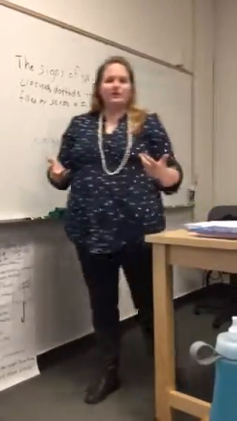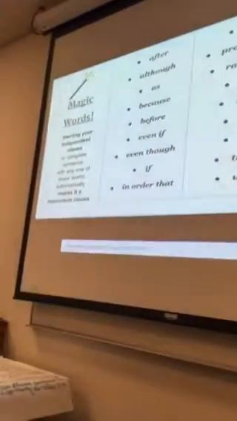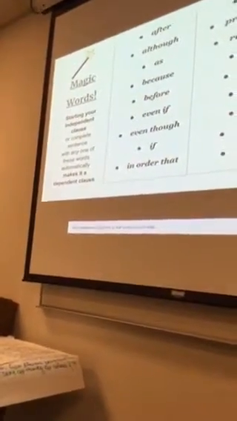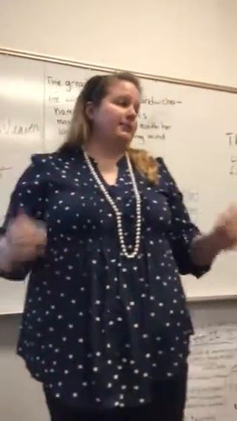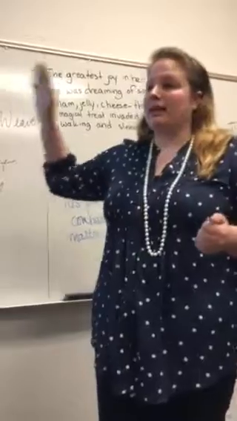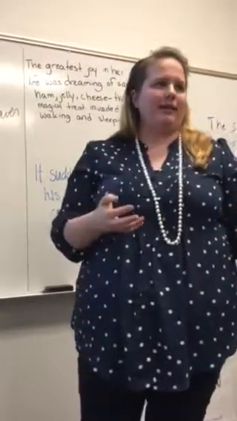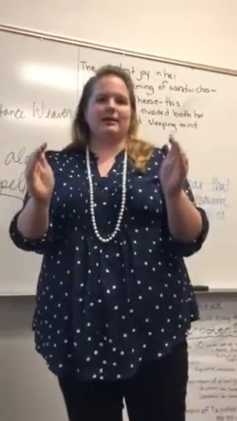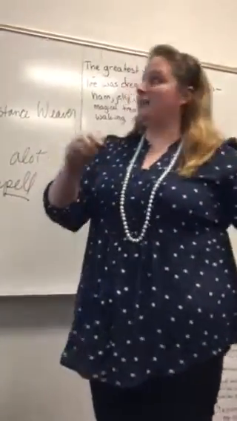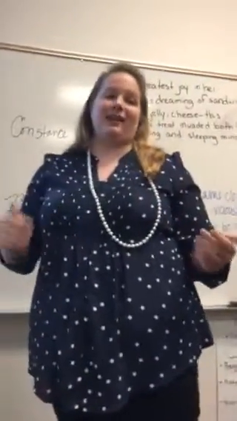So what I want to introduce to you are these magic words. With all of these words, all you have to do is place any one of these words in front of an independent clause or a complete sentence, and it automatically makes it dependent. Because of the way these work, they actually just make them dependent. So you notice how my strawberries are sweet? That is an independent clause. But because I added because, which is the fourth one in that first group, it makes it dependent.